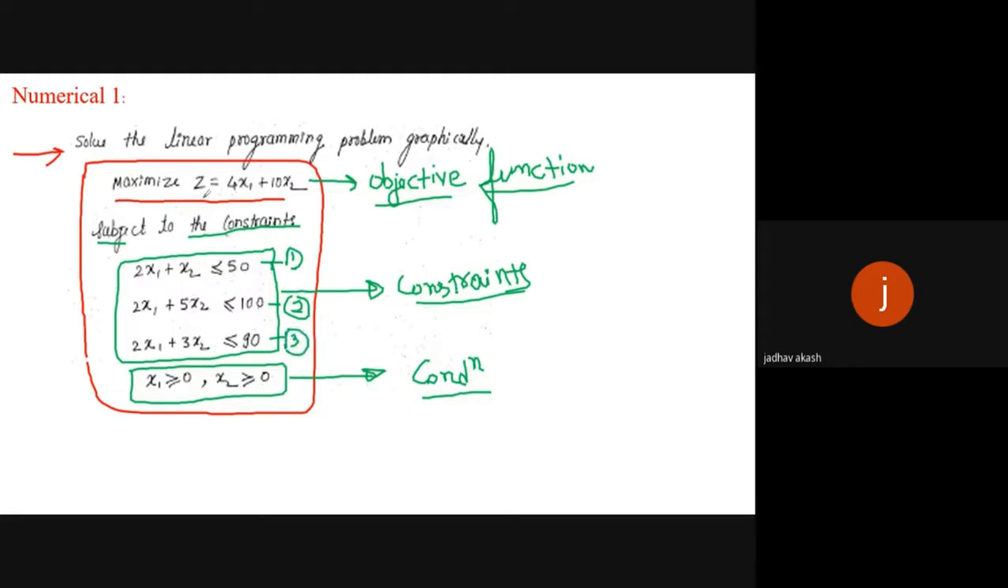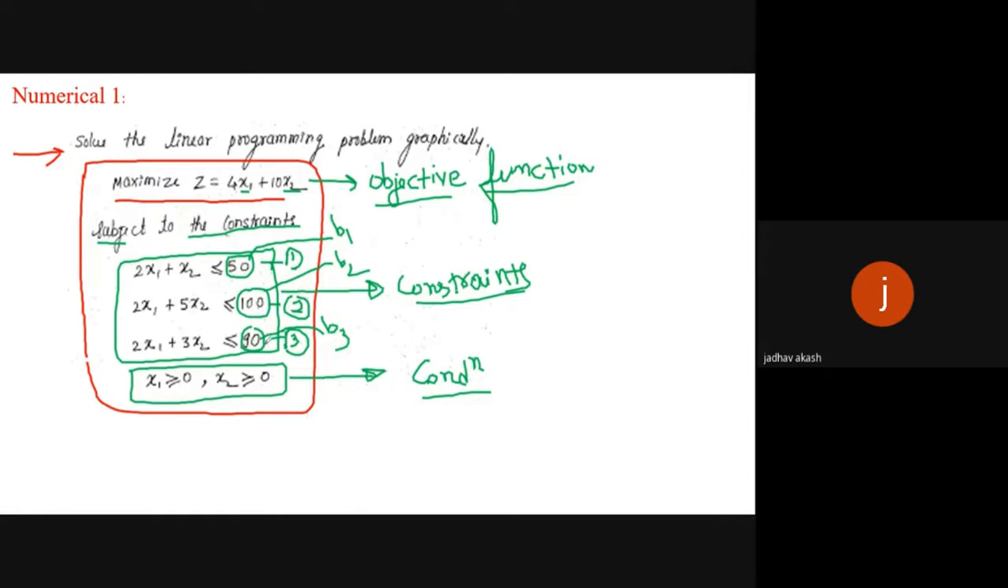Now, in this particular LPP, this x1 and x2 are called as variables. You can note down somewhere, x1 and x2 are variables. These right hand side values of the constraints are called as the constant values, and they are denoted by B. We can call this as B1, this as B2, and this as B3. I hope that everyone has got the different notations that we have here.